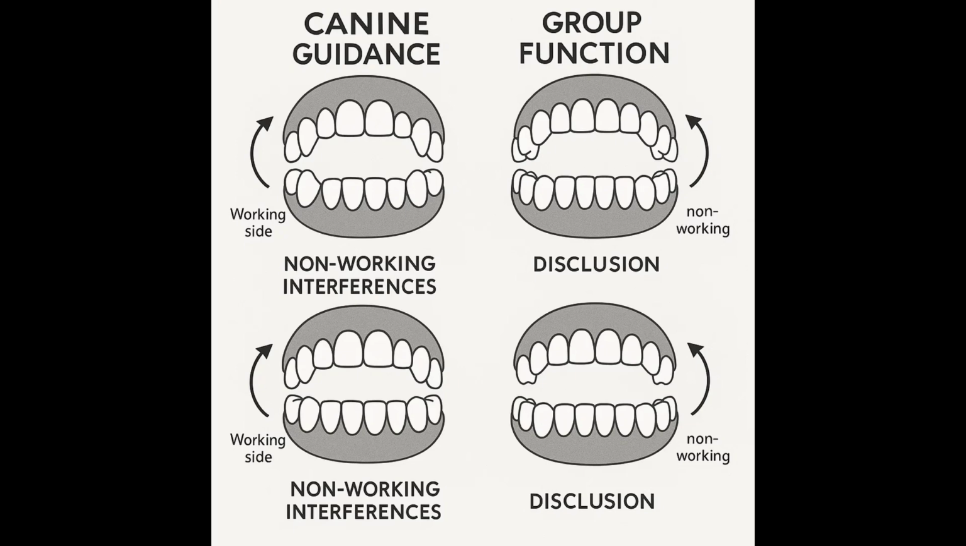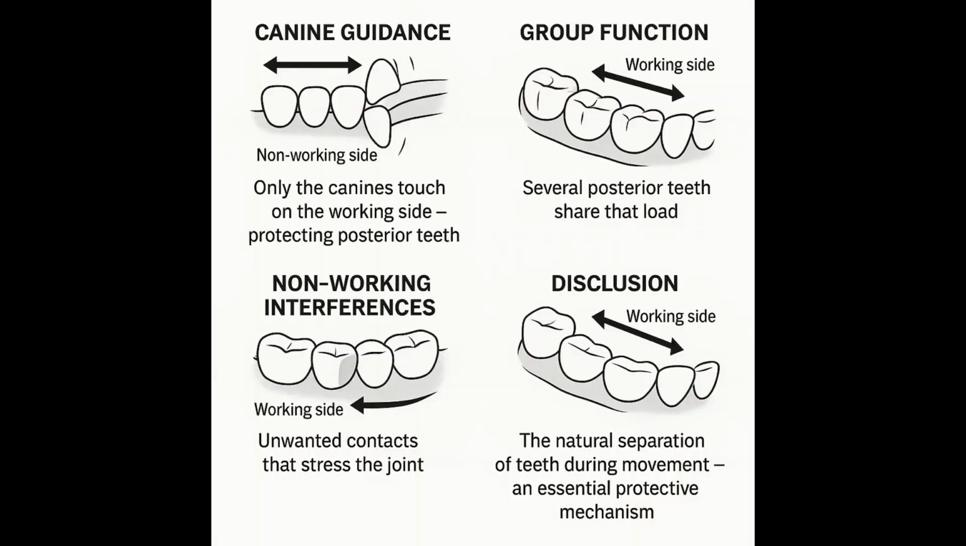Canine guidance means only the canines touch on the working side, protecting posterior teeth. In group function, several posterior teeth share that load. Non-working interferences are unwanted contacts that stress the joint. Disclusion is the natural separation of teeth during movement, an essential protective mechanism.